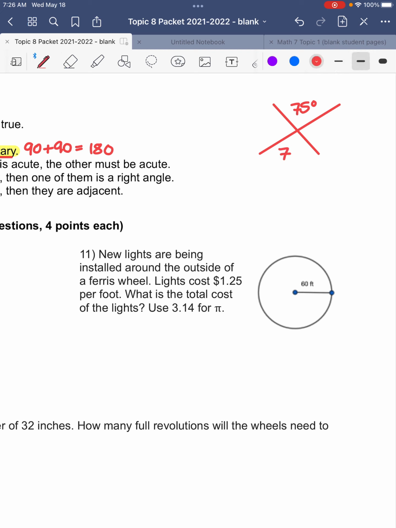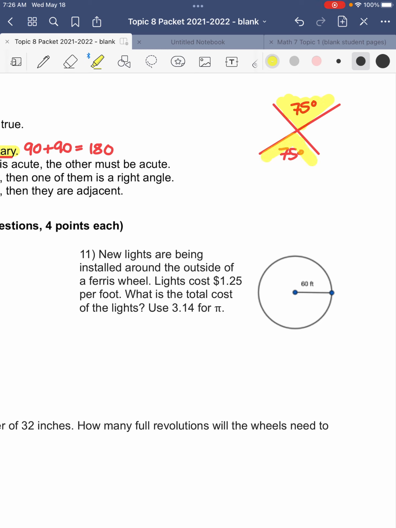Well, 75 degrees. They have the same angle measure. That's what congruent means. Vertical angles are congruent. They have the same angle measure. So I chose 75 for a reason, because it's less than 90. So that means that this top angle right here is acute.